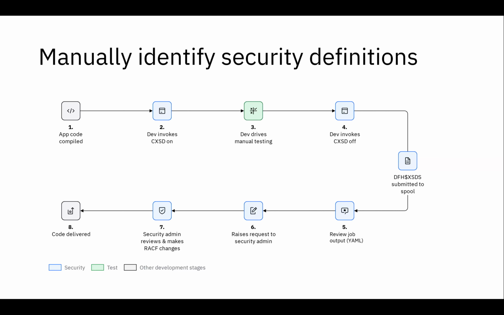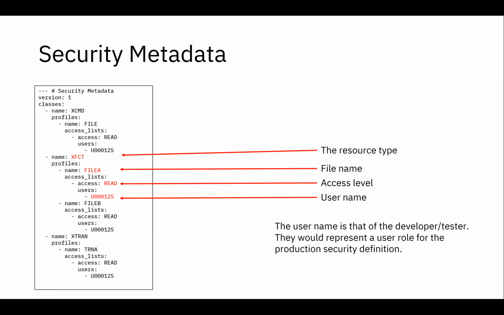When you switch it off, it'll submit some JCL for you. You don't have to do it yourself. That JCL is submitted via some templates that are put on the system, and the output will go to the developer. The developer can then review this YAML information of security metadata. That information makes it nice and easy to raise a request to the security admin so they can make the change, and then the code gets promoted.